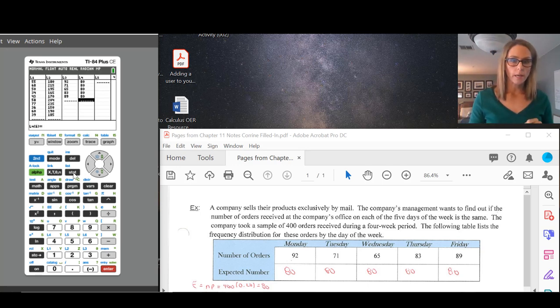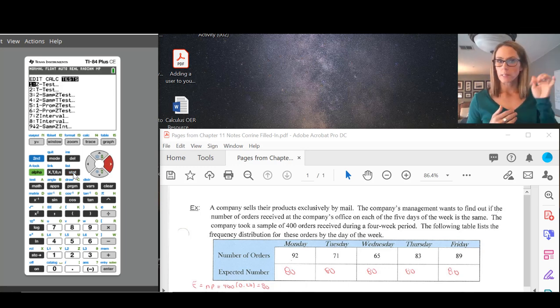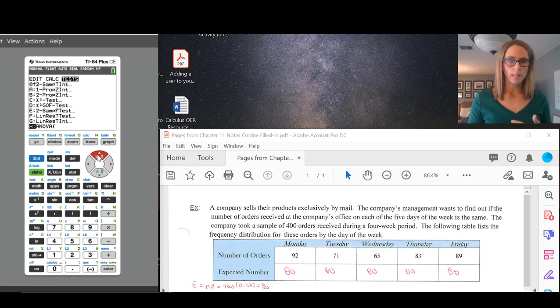Now what I do is I go stat, I go over to tests. Goodness of fit is down at the bottom, the chi-squared. So we're going to press the up arrow, and that's going to take us to the bottom. It's not necessary, but I think it's a little bit faster. And there we have it, chi-squared GOF test.